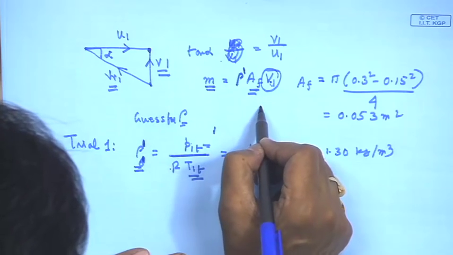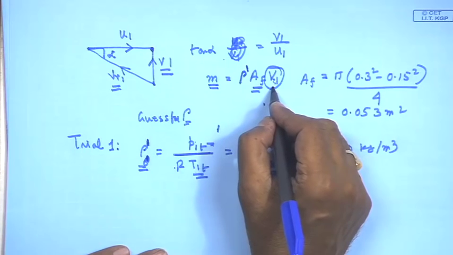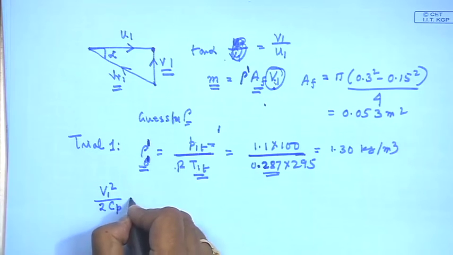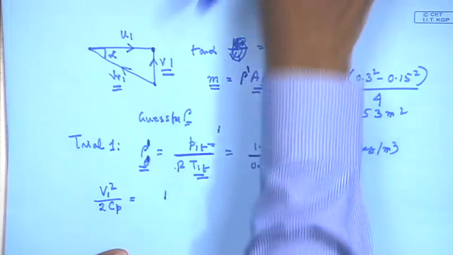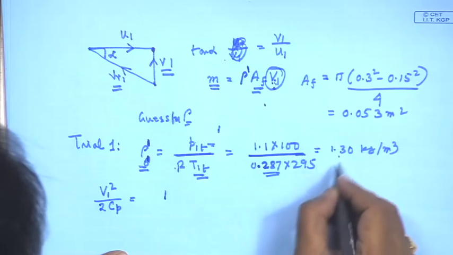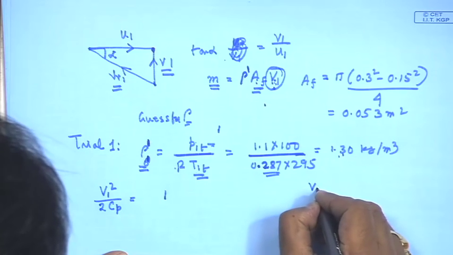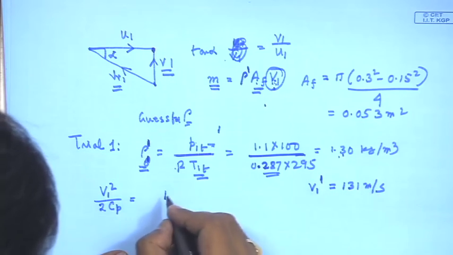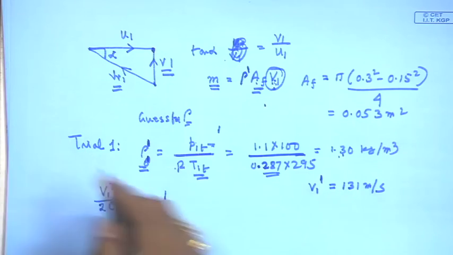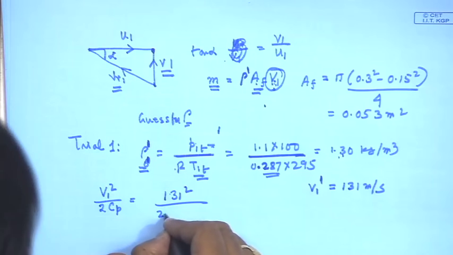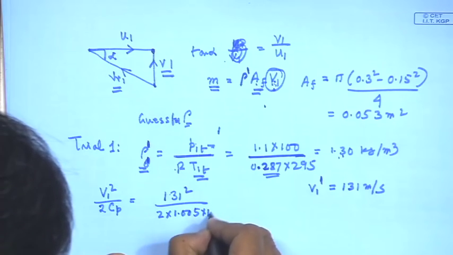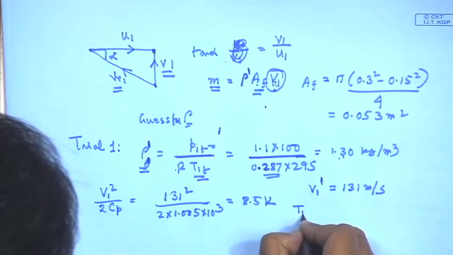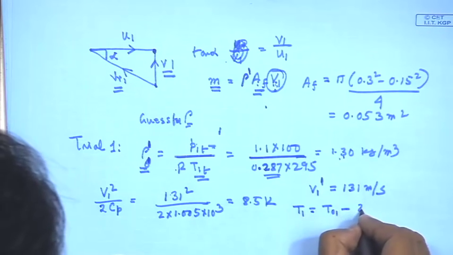Now, when you get the value of V1, how to iterate? There should be a basis on which you will iterate. When you get V1, you can calculate the corresponding dynamic temperature by V1 square by 2 Cp. With this density, V1 for the first trial will be 131 meter per second. Then you calculate 131 square by 2 into 1.005 into 10 to the power 3, the corresponding temperature. So if you know this temperature, you can calculate the static temperature as T01 minus this 8.5 K.